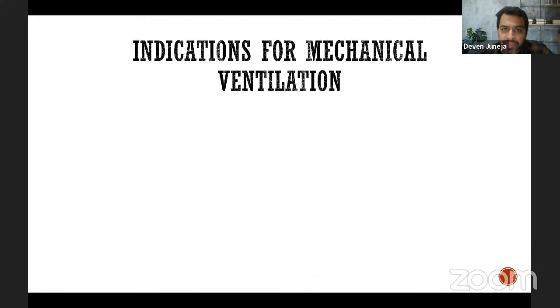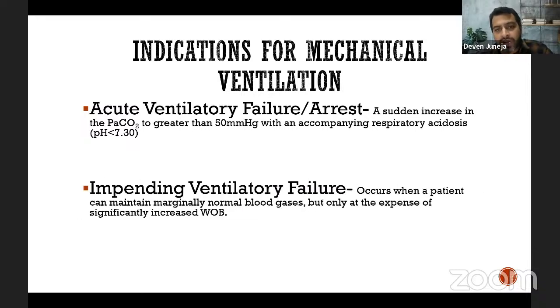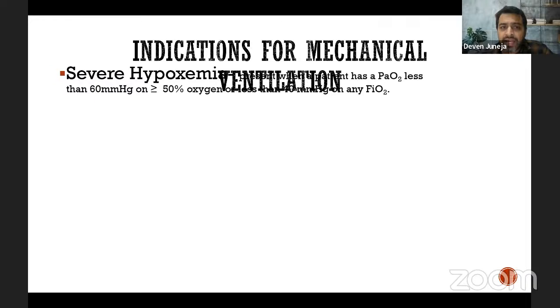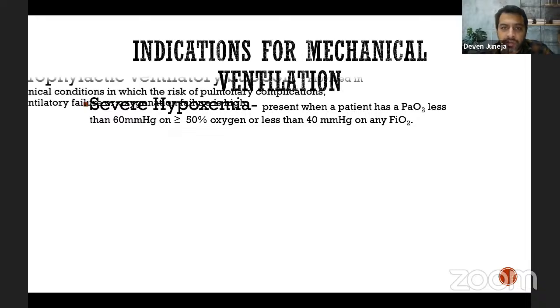So the indications: the absolute indication would be acute ventilatory failure or arrest. If the patient develops higher CO2 levels associated with respiratory acidosis, then the patient is going to require some kind of ventilatory support. Impending ventilatory failure occurs when a patient can maintain marginally normal blood gases, but only at the expense of increased work of breathing. Then comes severe hypoxemia. If the PO2 is less than 60 on more than 50% FiO2 given through an oxygen mask or nasal prongs, or even sometimes higher concentrations through a non-rebreathing mask, so even if the patient is desaturating on any of these oxygen therapies, then you should think of putting the patient on mechanical ventilation.